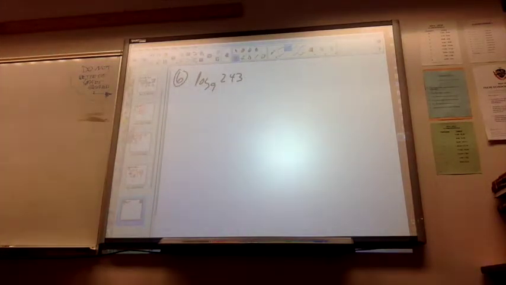If this was on the non-calculator part, that would tell me that 343 definitely can break down to base 9. So 9 to the 1st is 9, 9 to the 2nd is 81, 9 to the 3rd. Huh? 9 to the 3rd is 729? It's 240. It is. He told me it was 240. 9 to the 3rd is 729?